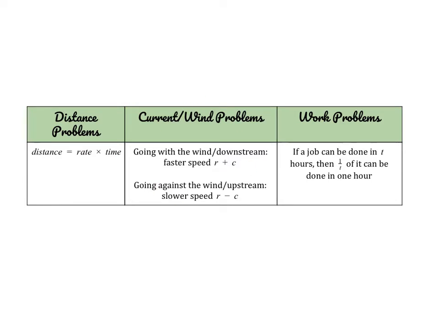Another type is current or wind problems. So this is where you're either flying an airplane or maybe you're paddling a canoe in a river. So there's two different scenarios here. One is if you're going with the wind or downstream. So imagine you're flying an airplane. I'll draw a little airplane right here.